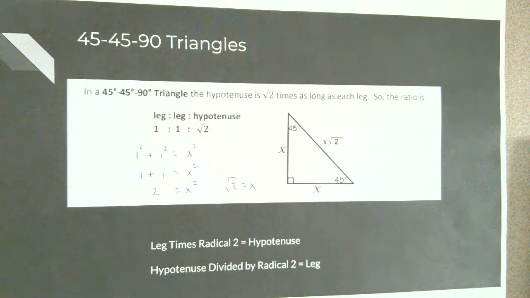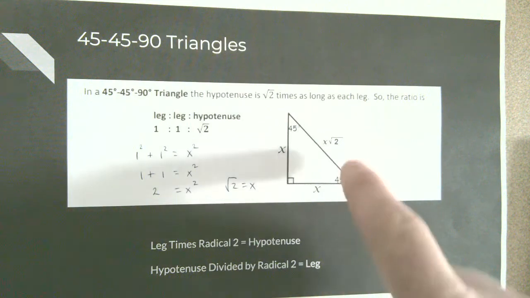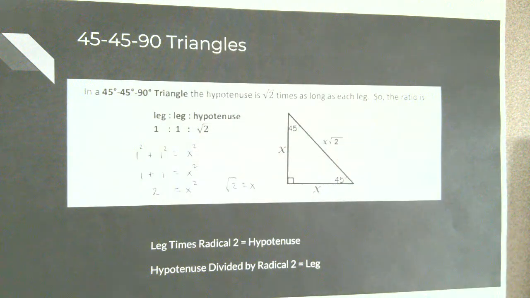The 1 and the 1 both represent the two legs of the triangle. So if it's a 45, 45, 90, we know it's an isosceles triangle. So the two legs are going to be representative of the ones. And then the root of 2 is going to be your hypotenuse.